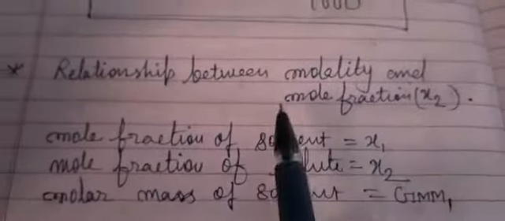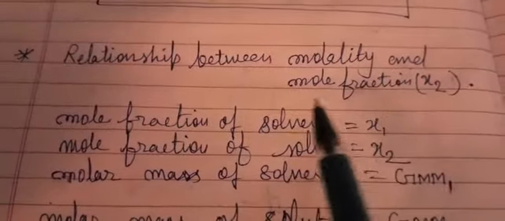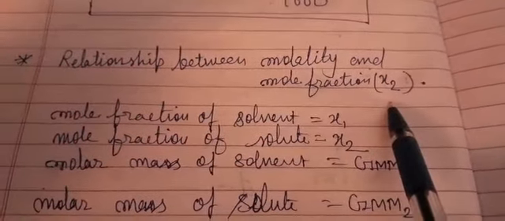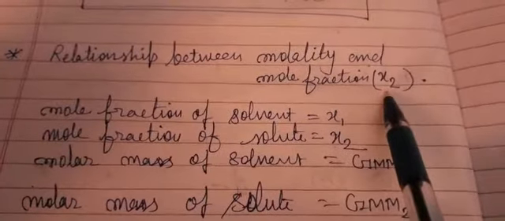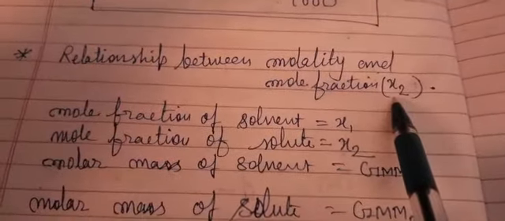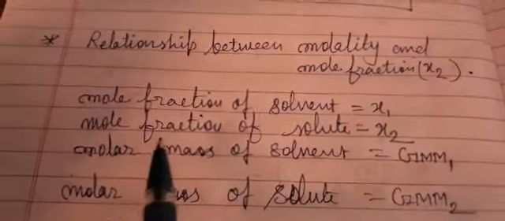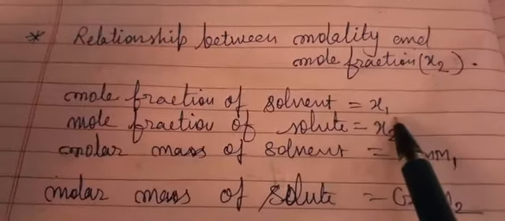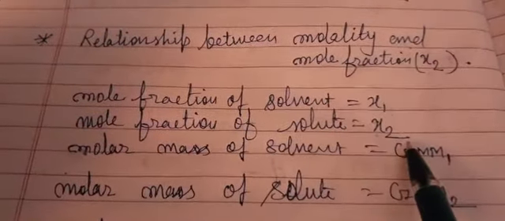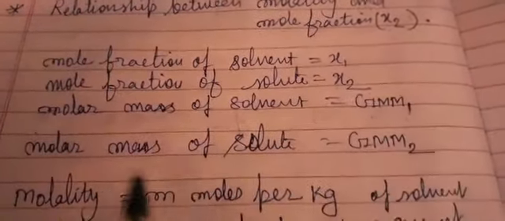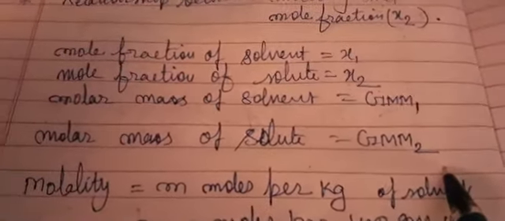Okay, dear students, we'll discuss another relationship, the relationship between the molality and mole fraction. X2 means the mole fraction of solute we are discussing. One means solvent, two means solute. So here we are indicating mole fraction of the solvent X1, mole fraction of the solute X2, molar mass of the solvent GMM1, molar mass of the solute GMM2.